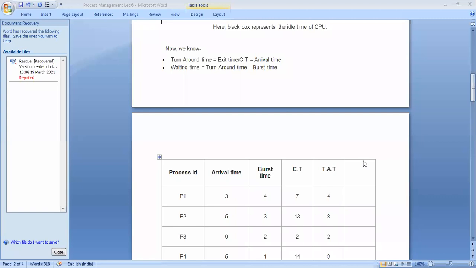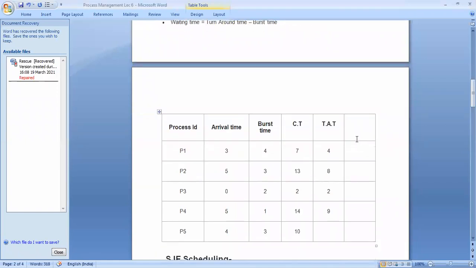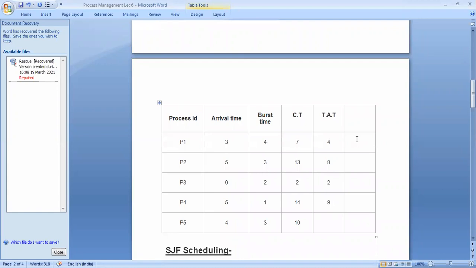Okay, sorry, again I will start due to network issue. Now P5 turnaround time is 6. Very good. So now our main objective is to calculate waiting time.